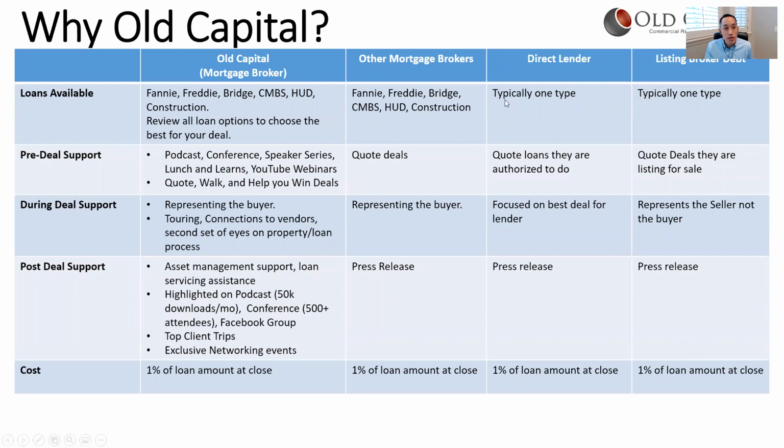And then in terms of Old Capital and what I do, I look at all these types of loans, right? So Fannie, Freddie, bridge, CMBS, HUD, construction, and figure out what the best type of loan for your particular deal is. Whether it's quoting deals, walking deals, helping you win the deal, and then representing you throughout the process, and then helping you post close, right? So you're working on the acquisition for about 60 days, but after that, you might own this deal for 3, 4, 5 years. So really helping you on asset management, loan servicing, those types of things is where we help you, I would say a lot more than most mortgage brokers and direct lenders out there. And we charge essentially the same. We charge 1% of the loan amount at close.